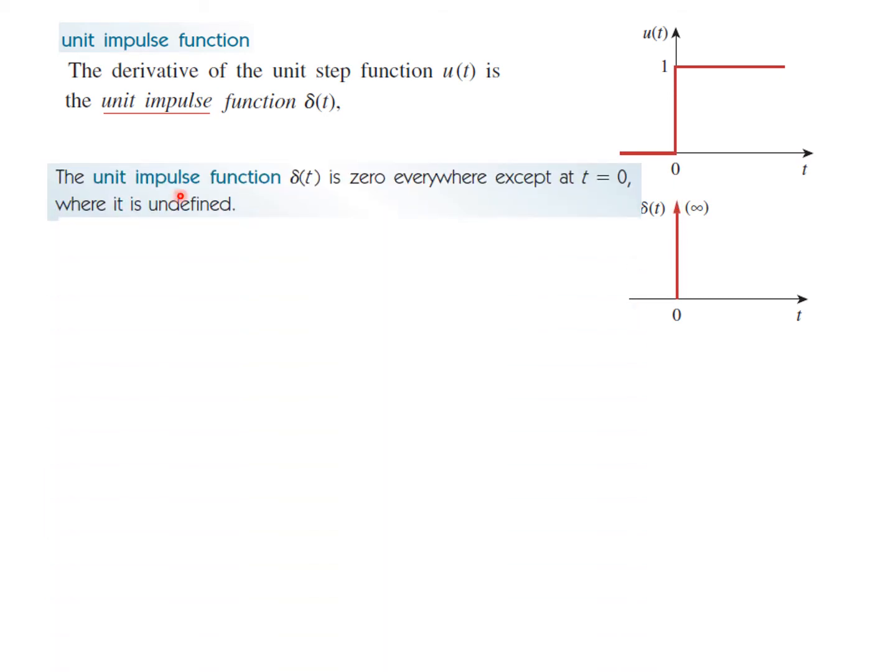The unit impulse function delta(t) is 0 everywhere except at t equal to 0. So it is 0 here, it is 0 here, and it has a value only at t equal to 0. And this value is, again, going to infinity, it is undefined.